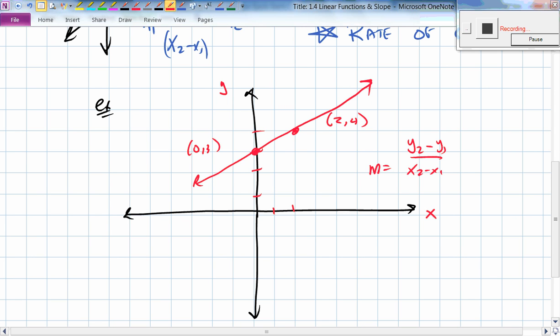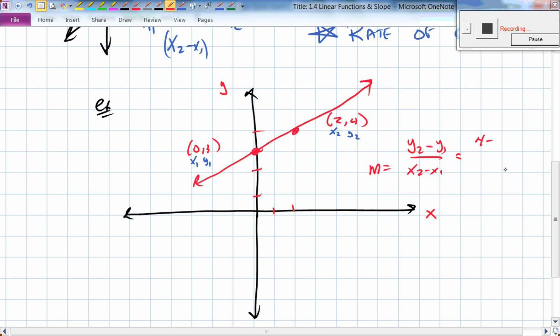So y2 minus y1. Well, let's label these things, right? Here's x1 and y1, here's x2 and y2. By the way, could I have labeled those the other way around? Yeah, I could have, right? I could have labeled that other point x1 and y1 and vice versa. So what's the value of y2?